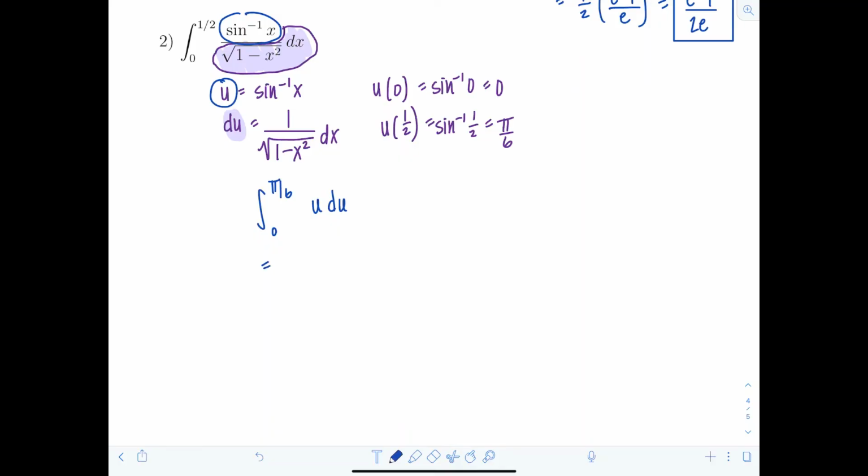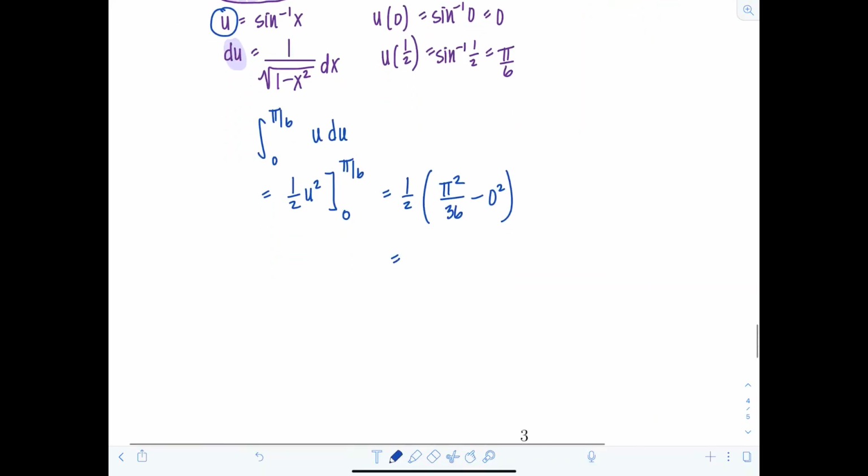Okay, antiderivative of u is 1/2 u squared. I'm going to evaluate it from 0 to pi over 6. Leave that 1/2 outside. I'm going to have pi squared over 36 minus 0 squared. So I'm going to have pi squared over 72. Okay, how was that? Just be precise and you'll be fine.